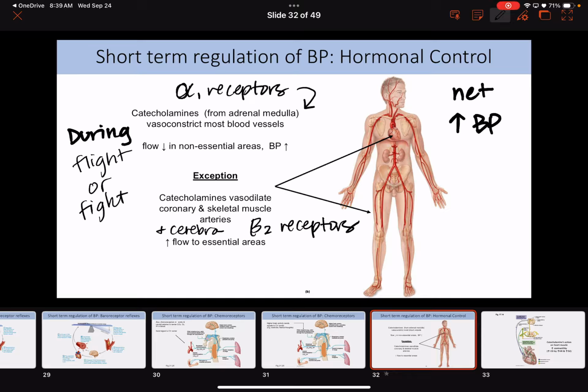Your brain will get extra blood flow during your sympathetic activation too. It's supposed to give you more focus during those times. And then again, in every other area, all the non-essential organs are going to vasoconstrict to decrease blood flow to those areas.